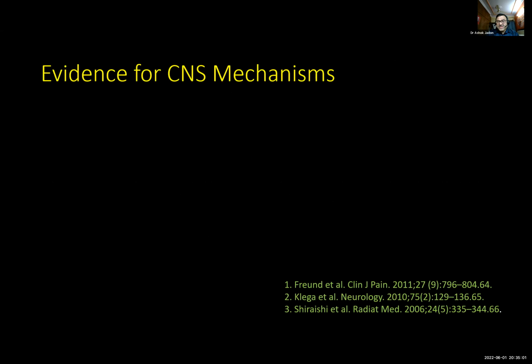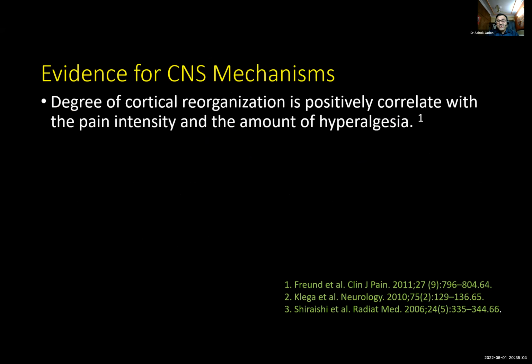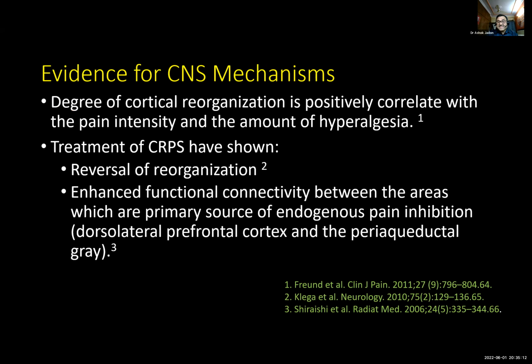So is there any evidence for what I have just mentioned? Yes, the degree of cortical reorganization is very much proportionate to the pain severity and the severity of the CRPS. So when we treat such patients and the symptoms are decreasing, a reorganization reversal occurs. What it means is that the representation which was decreased is again increasing in size. There is also enhanced functional connectivity between the areas responsible for somatosensory and motor conditioning. These particular areas can be picked up by functional MRI, showing the changes happening before the treatment and after the treatment.